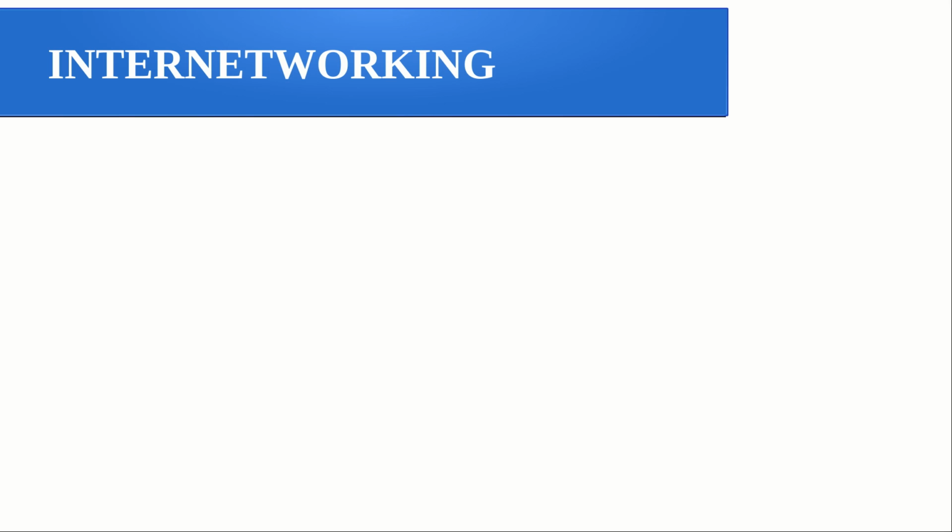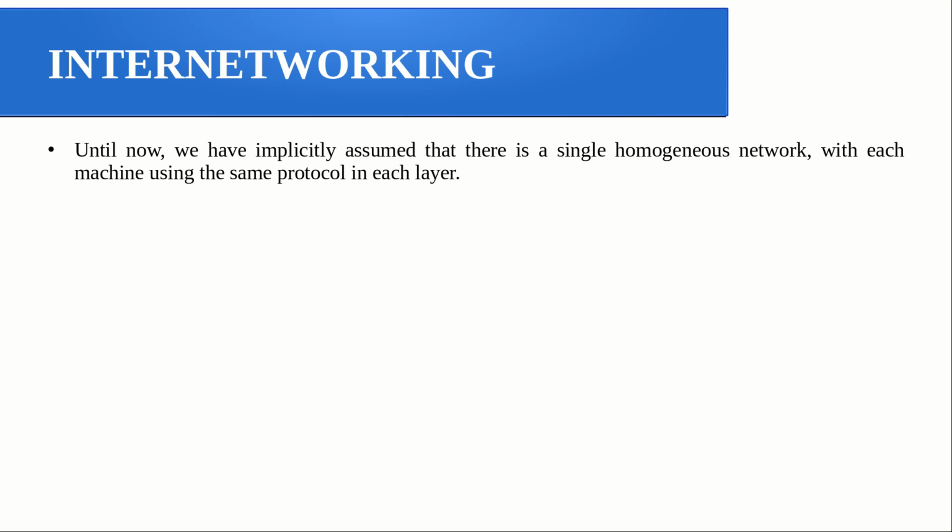The next important activity, or the next important functionality, of the network layer is called internetworking. That is how different networks will connect to each other and work together irrespective of the heterogeneity that exists among them. Until now we have implicitly assumed that there is a single homogeneous network. That was the assumption we took so far, but what are all the difficulties that will occur in a real network, which is not homogeneous in nature?